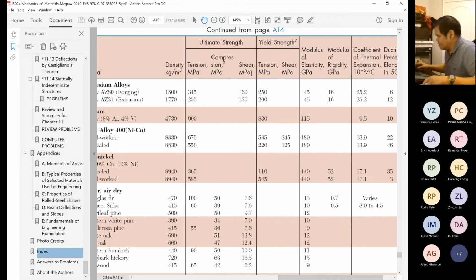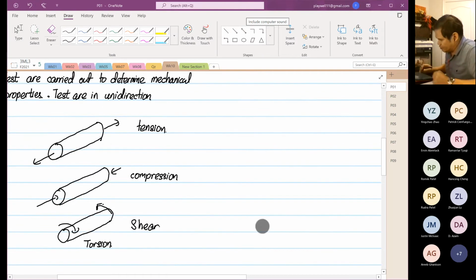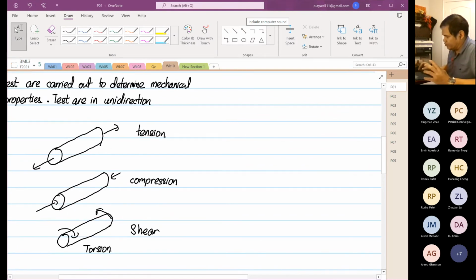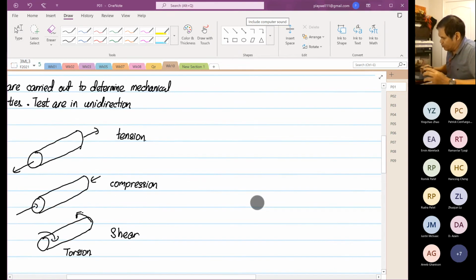So as I said, the test can be carried out in either tension, compression, or shear. But what are all these values? Later I'll elaborate what they are. So that we know that they are unidirectional.